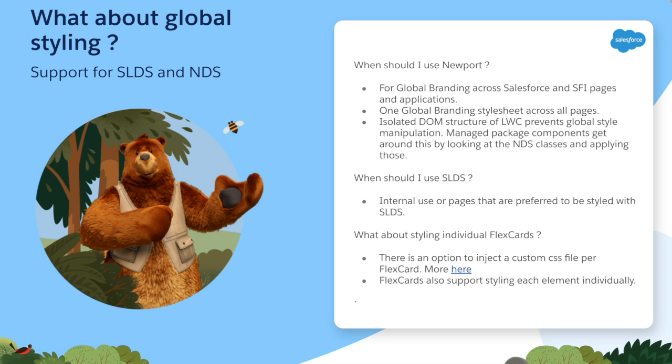We have a couple of guidelines here that might help you, but again, this could be very specific for a particular customer. In general, we recommend using Newport for global branding across pages. So if you want to bring your customers' look and feel into the org and style your FlexCards as per their corporate identity look and feel, you could use Newport, which gives a good amount of control, and you could load this globally on the page and bypass certain limitations of the web component nature.